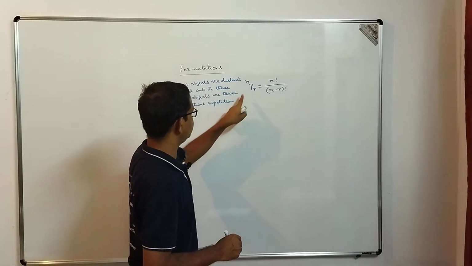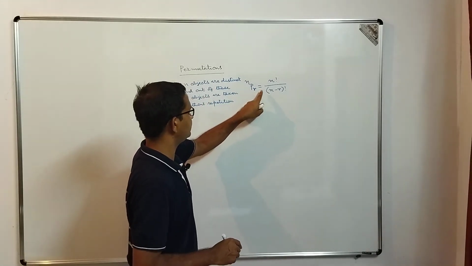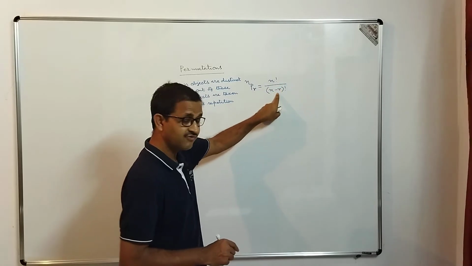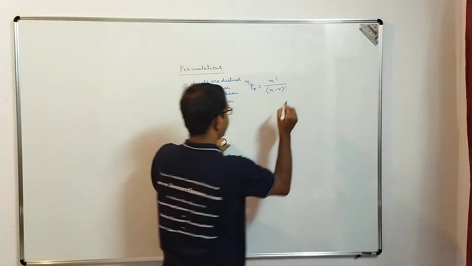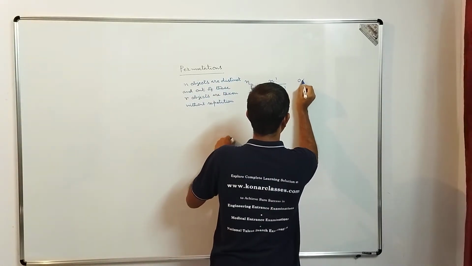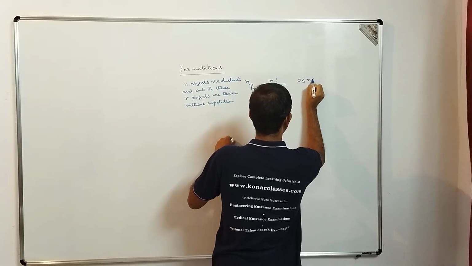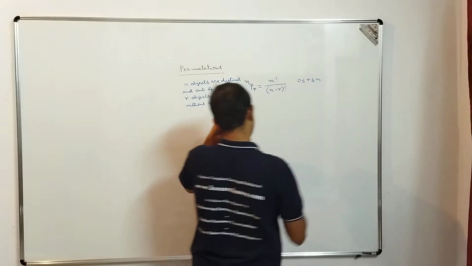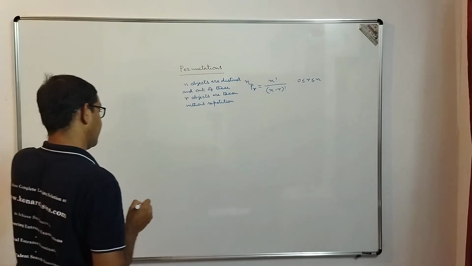Under this condition, the formula is that NPR is equal to factorial n by factorial n minus r, where r is from 0 less than or equal to r less than or equal to n. And we are going to derive this formula.